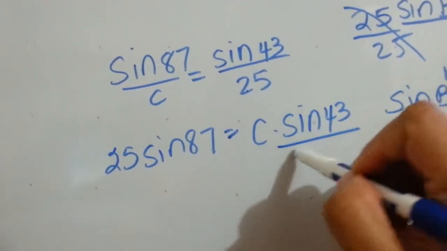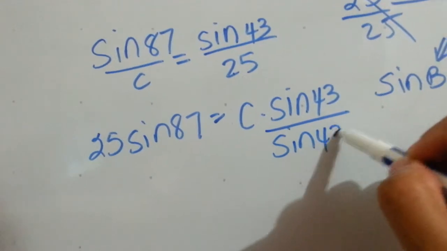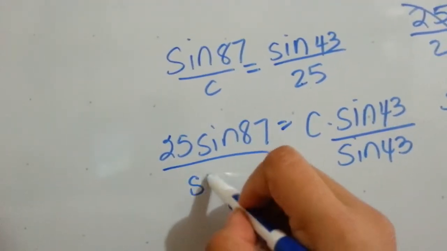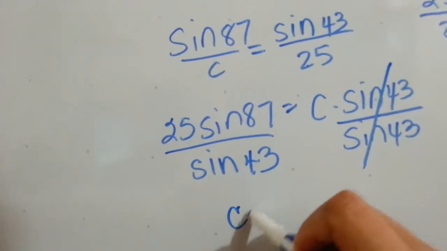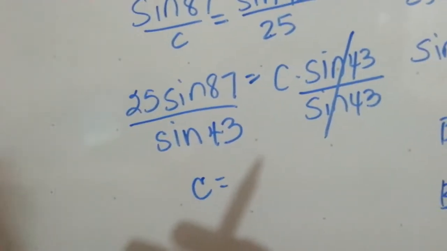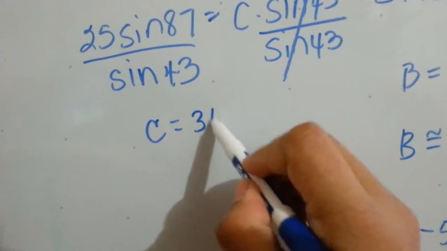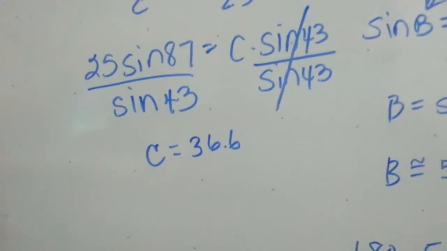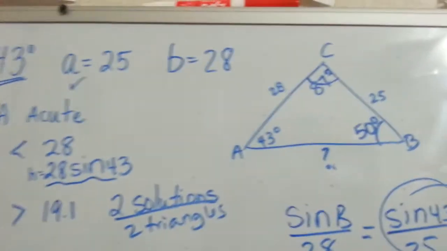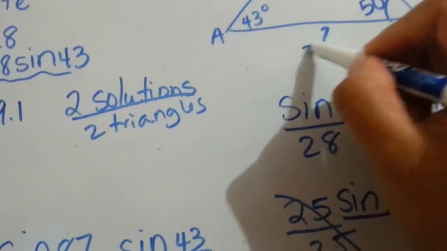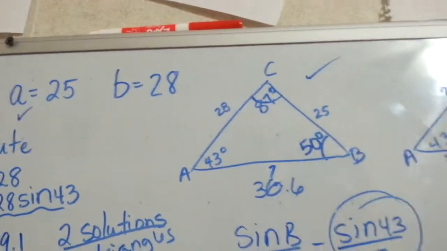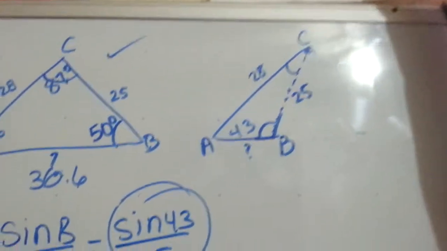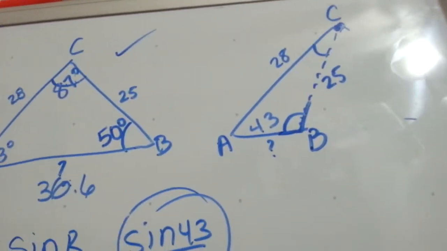We're going to divide by sine 43. And C is going to be equal to 36.6, or approximately equal to 36.6. So there you go. This one is 36.6. Alright, so we've completed the first solution, and we have to now complete the second solution.